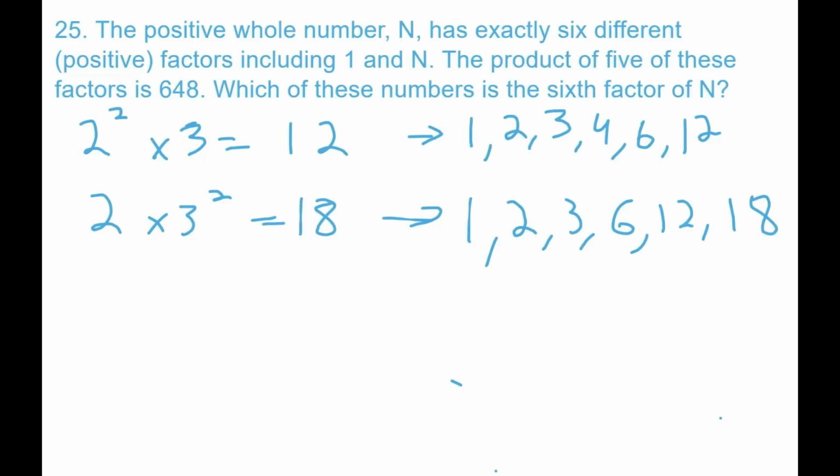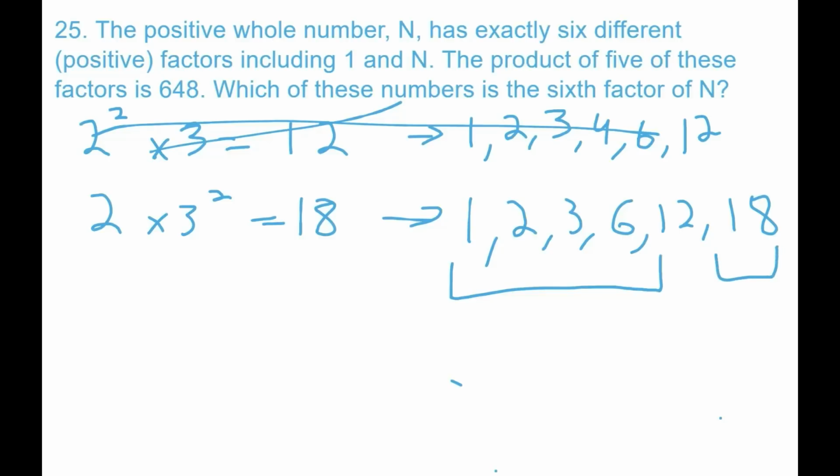Here, I've written the possible factors that we have of each prime factorization. So 2 squared times 3 is equal to 12. And the factors of 12 are 1, 2, 3, 4, 6, and 12. No 5 of them multiplied together give us 648. So that is invalid. Let's look at 2 times 3 squared. That gives us 18. The factors of 18 are 1, 2, 3, 6, 9, and 18. Well, 1 times 2 times 3 times 6 times 18 give us 648. So the sixth factor is 12.